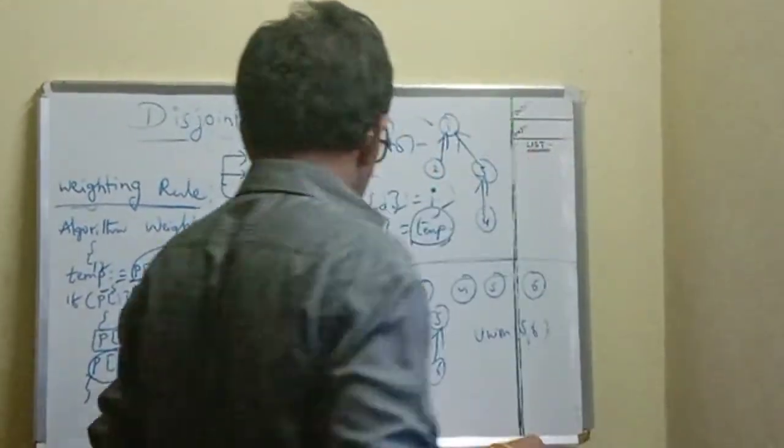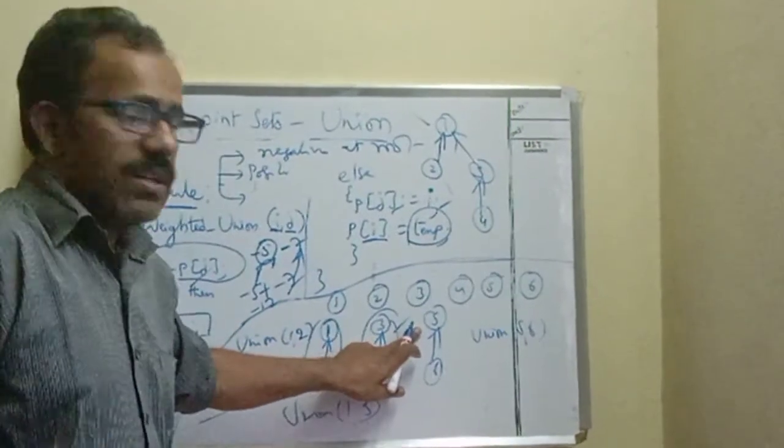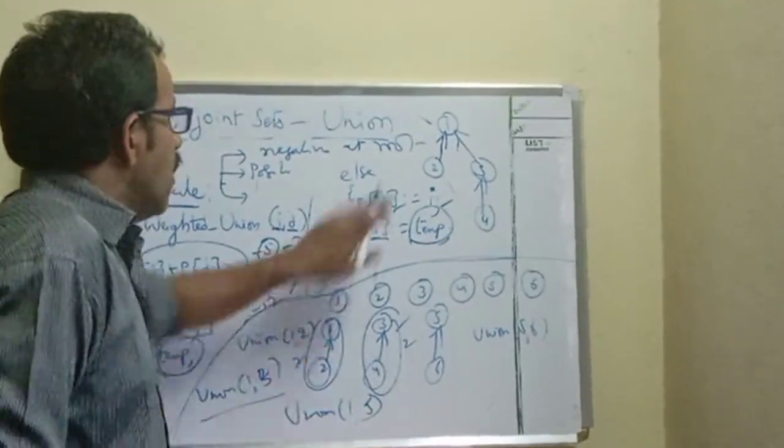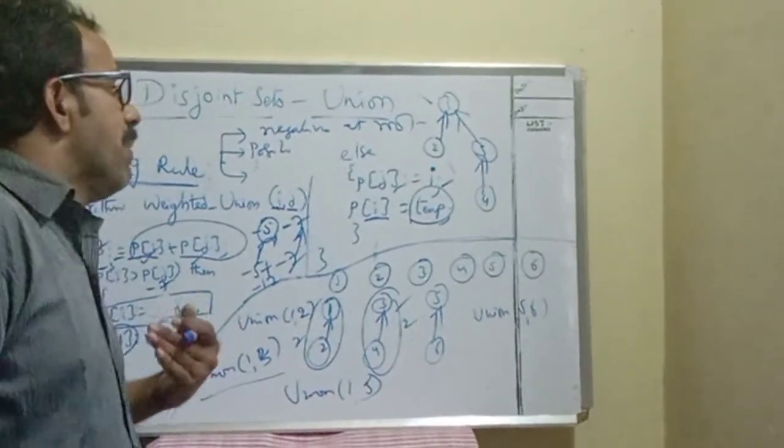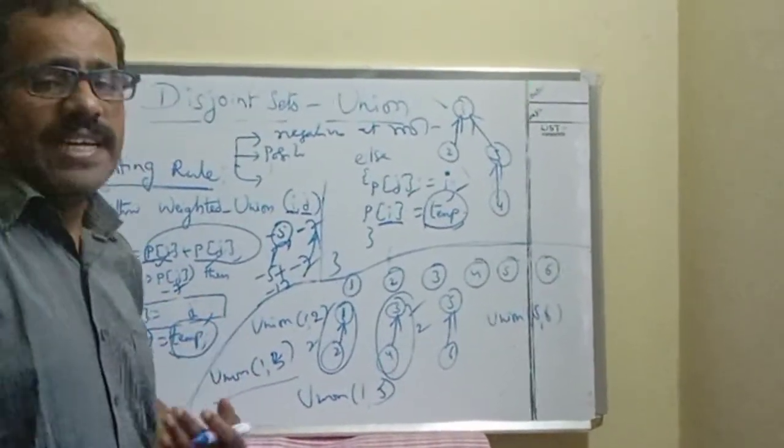Union of 1, 5. What is 5? The root node of the second tree. What is 1? The root node of the first tree. Then according to the weighting rule, how can I combine these two trees? What is the weighting rule?